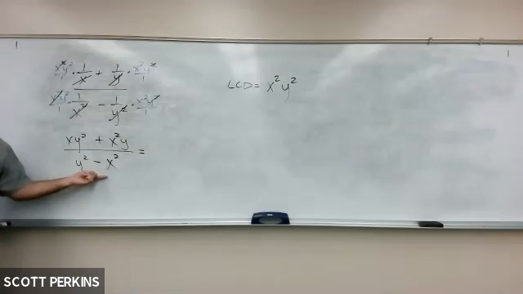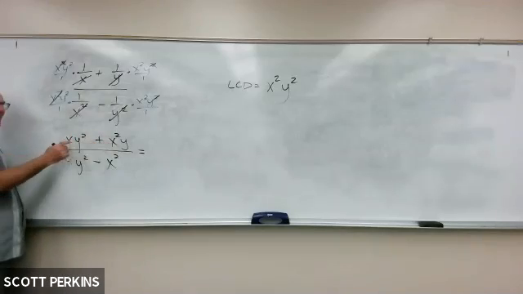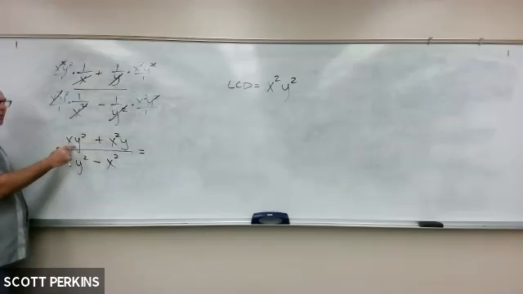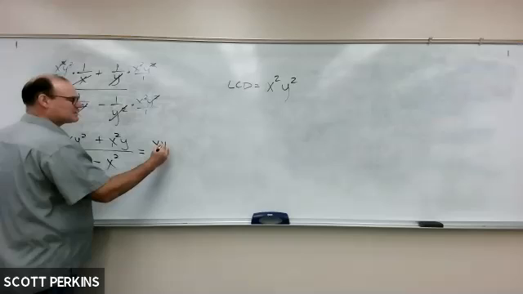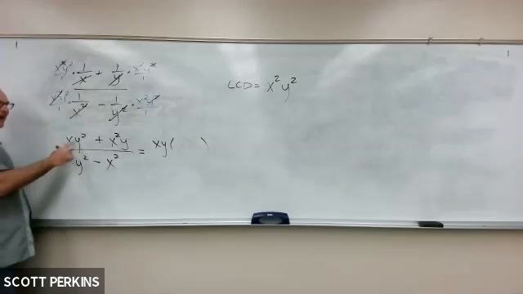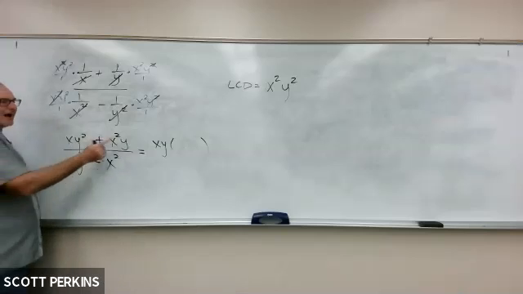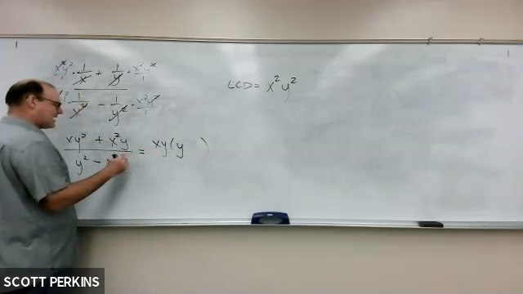Bottom's a difference of squares. The top has a common factor. Each of the terms has an x. Each of the terms has a y. So I'm going to factor out an x and a y. And when I factor out the x, I have one x. I factored one out, so no more x's. I have two y's. I factored one out, so I have a y.